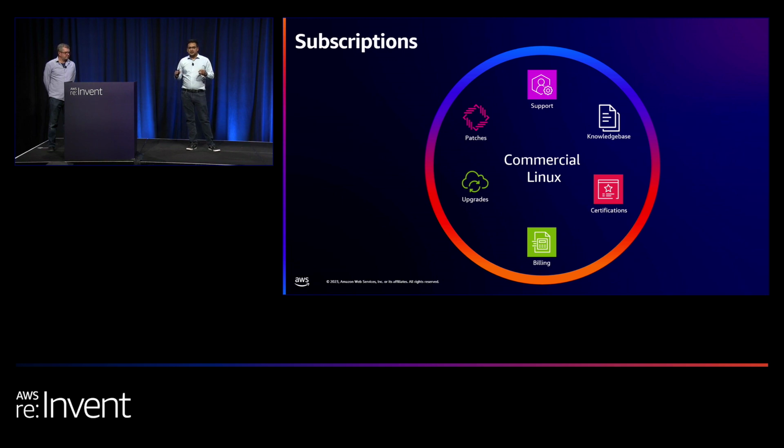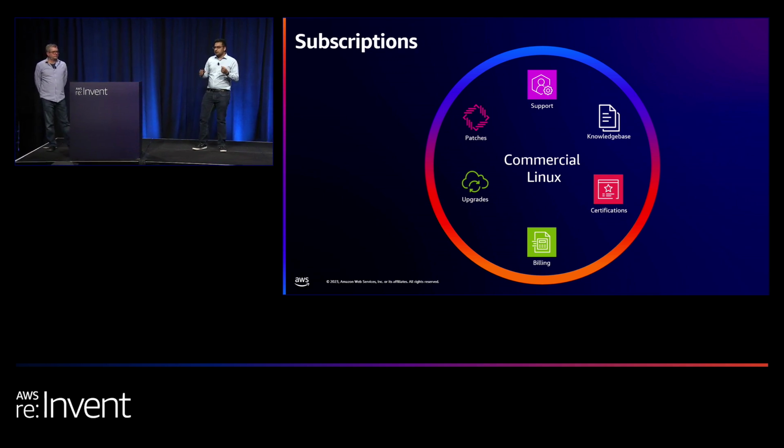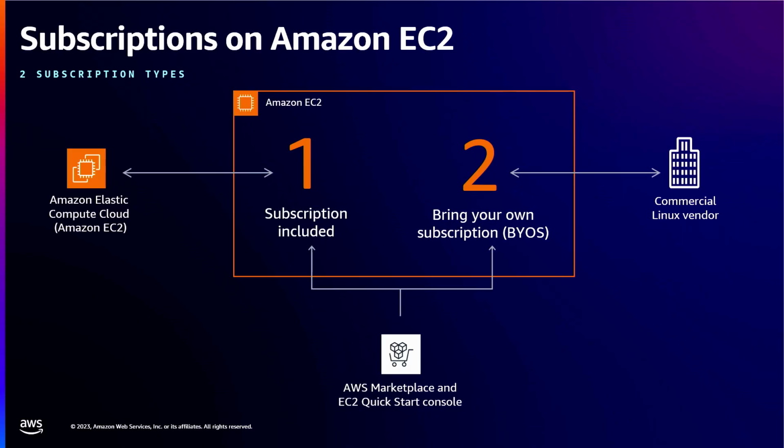Now, I've talked a little bit about subscriptions, but what are subscriptions? Subscriptions effectively give you a compliant way to use the commercial Linux from the vendor. So it gives you access to the software, gives you access to upgrades, patches, support, as well as a knowledge base for any common issues that you may face. And there are a couple of main ways in which you can use subscriptions on EC2. In a subscription included model, where you purchase the subscriptions from AWS, or in a BYOS model, where you purchase the subscriptions from the OS vendor and use them on AWS. Let me dive in a little bit into each of these.